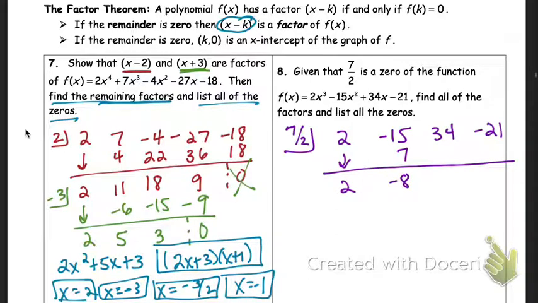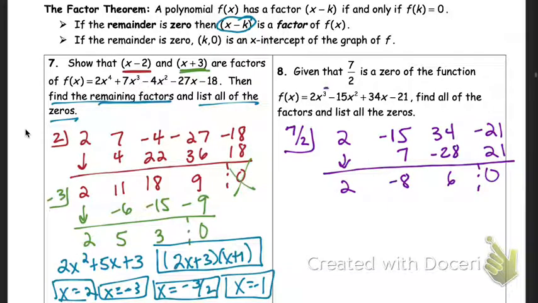7 halves times -8, -56 over 2, which is negative what? 28. Add down, we get 6. 42 over 2, 21, which should happen because we want our remainder to be 0. Again, if it's a non-calculator, you get a baby calculator. You can do 3.5 times all these and not have a problem with it, okay? They all came out nice.